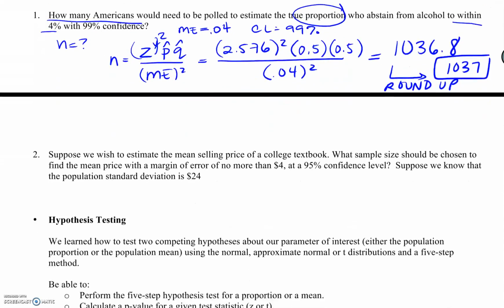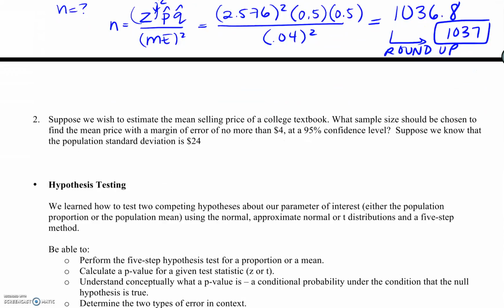Okay, so the second example here, same idea. It says, suppose you wish to estimate a mean. So we're doing this for a mean. What sample size should be chosen? So again, we know it's a sample size. We know it's for a mean. All right, to find the mean with a margin of error of no more than $4 with a 95% confidence level.